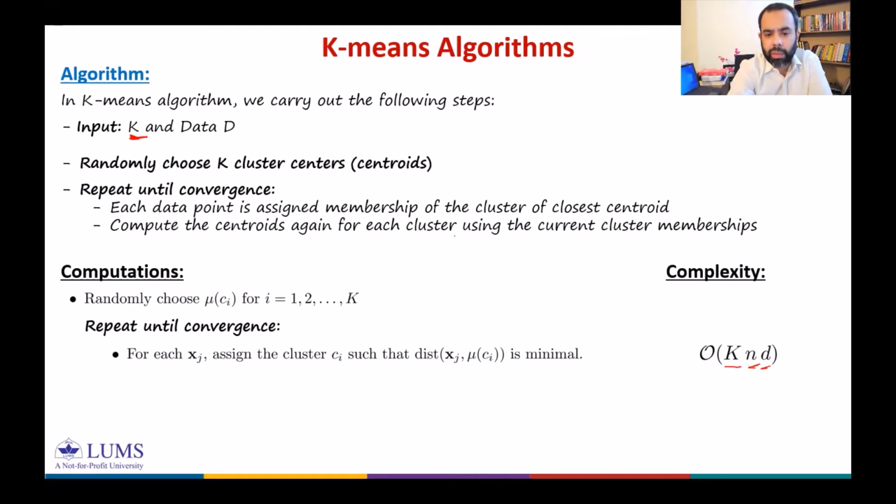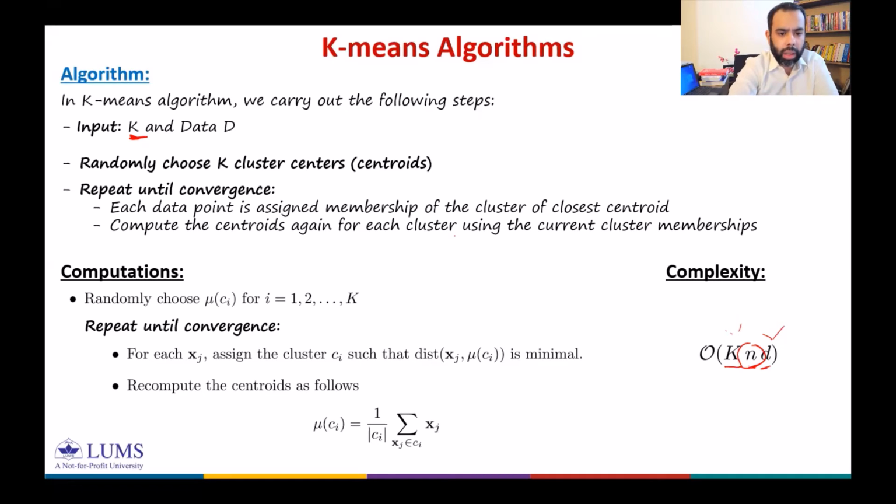In practice, the number of clusters is small, and the size of the feature space is also small, and therefore we often say that the complexity of the K-means algorithm is linear in terms of the number of points. This is a linear function of n if we assume k and d are small, right? And then we recompute the centroids as follows. We simply use the formula which we defined earlier for centroid.